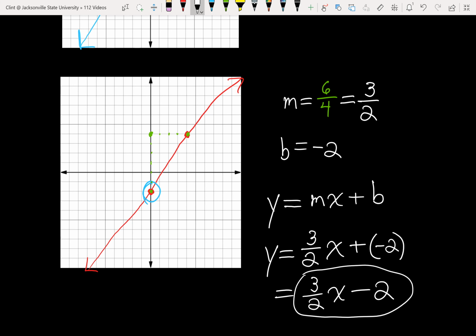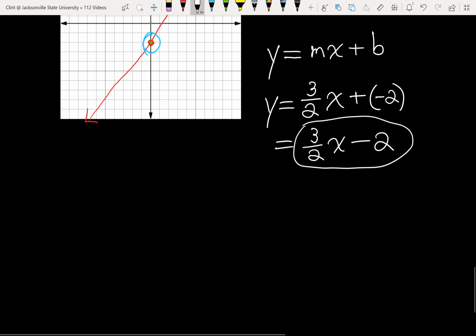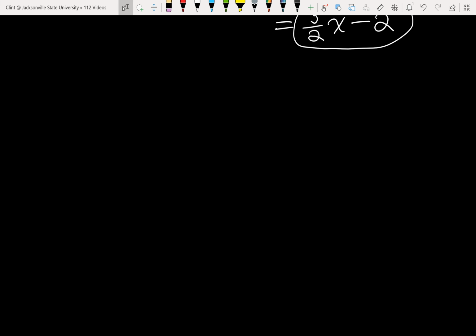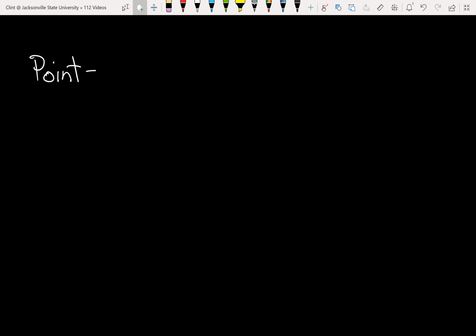Okay. One other form we're going to look at for getting the equation of a line. We did the slope-intercept form. So now we're going to look at what if we don't have the y-intercept? What if we just have some point that's on the line? That's what we call the point-slope form. Point-slope form of a line.